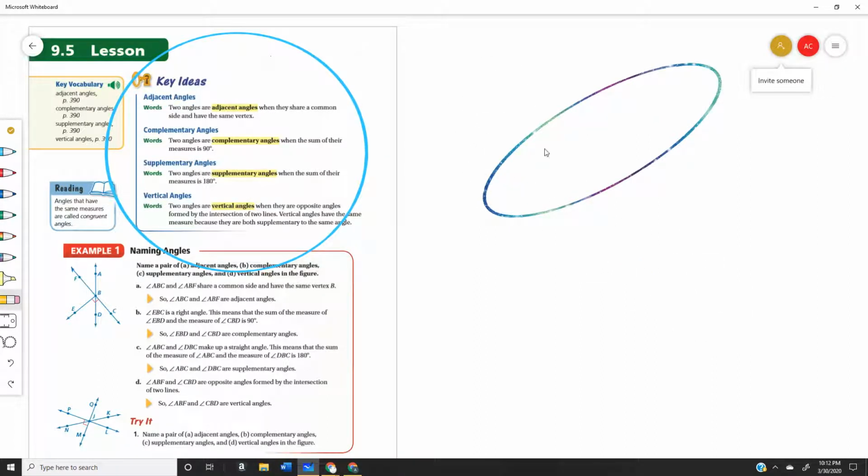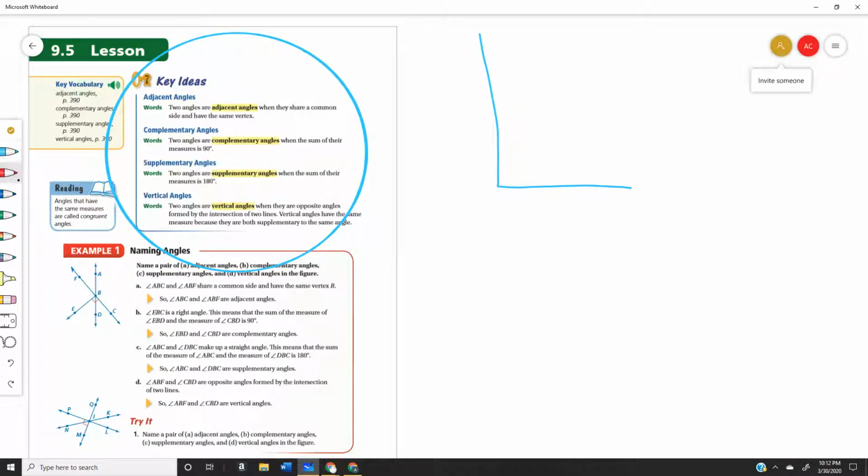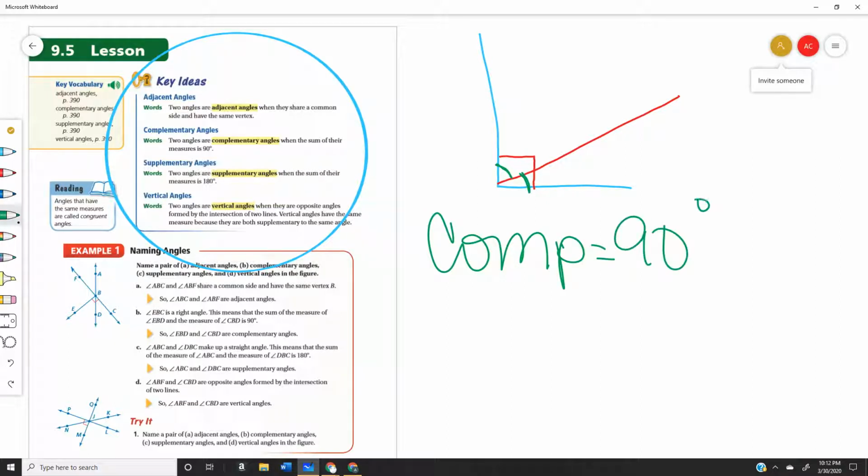Okay? Complementary angles are angles whose sum of their measure is 90 degrees. So when we're working with a 90-degree angle, typically we have that little square in the corner that tells us this is a 90-degree angle. And this 90-degree angle will be bisected by another common side. And together, the two angles that make up that 90-degree angle are complementary, which means they equal 90 degrees. Okay, so that's what that one means.